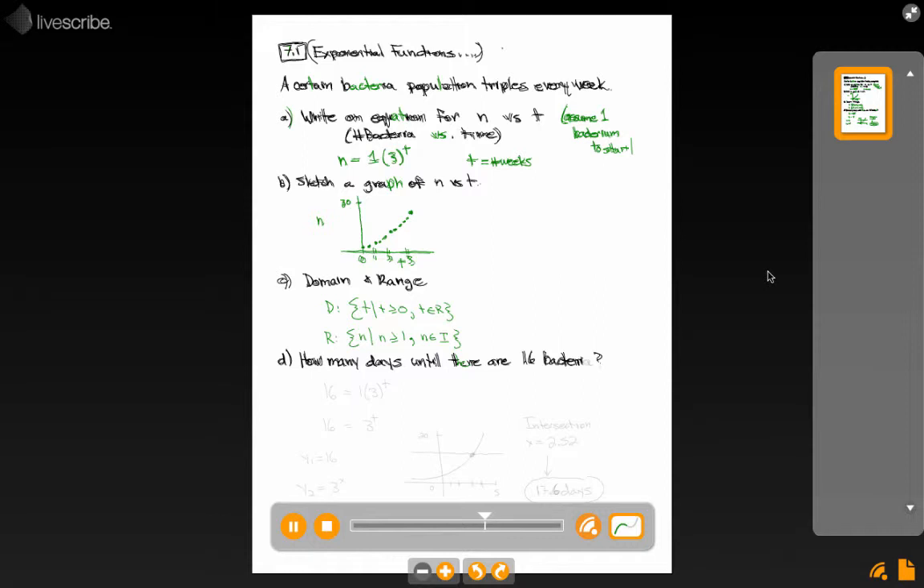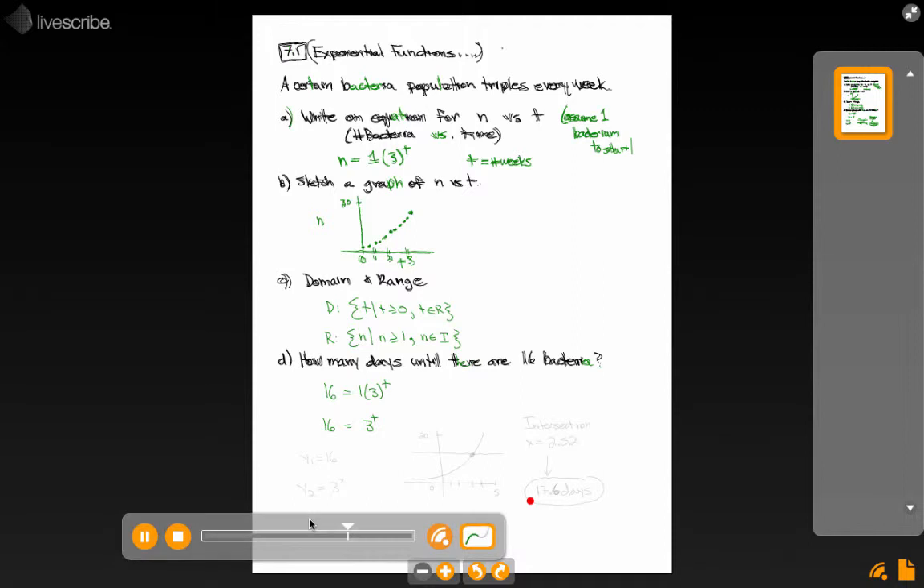The last question is our kind of a little application question, and it's, how many days will it take before there are 16 bacteria? Well, algebraically, we'd be looking at, when does 16 equal 1 times 3 to the t? Or just, when does 3 to the t equal 16? The answer is, not sure, somewhere between 2 and 3, right? Algebraically, we'd have to use logs, and we'll learn that later on in the course.